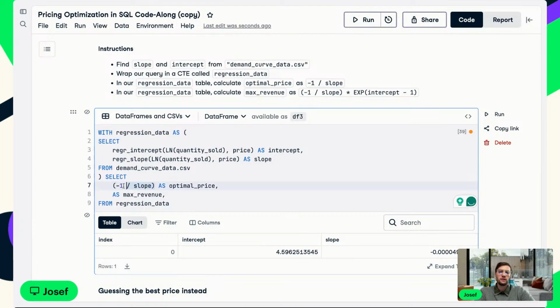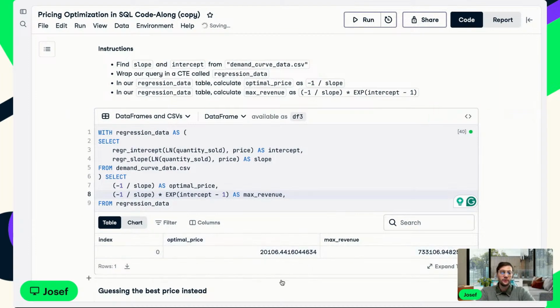And when you have a little expression like this, you always have to make sure you put the parentheses around it. This wouldn't work. So make sure you do that. And max revenue is -1 divided by the slope multiplied by exp to the intercept -1. Let's see.